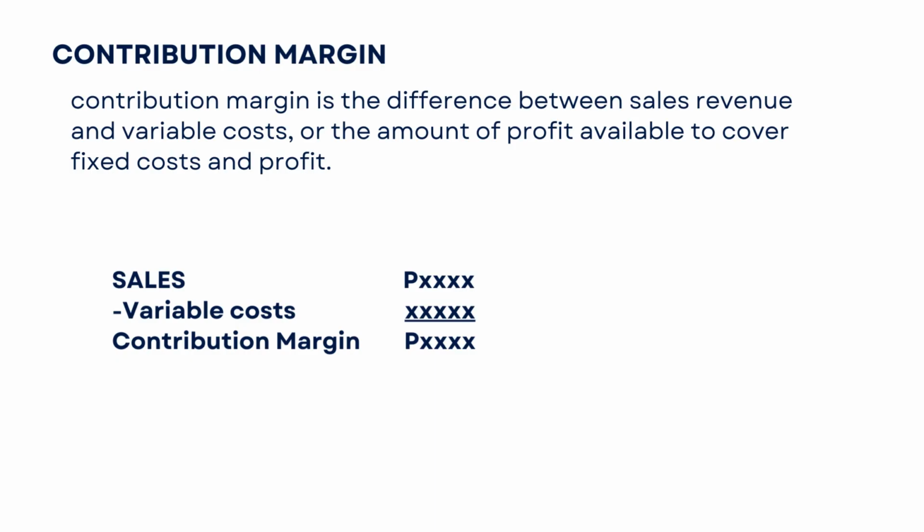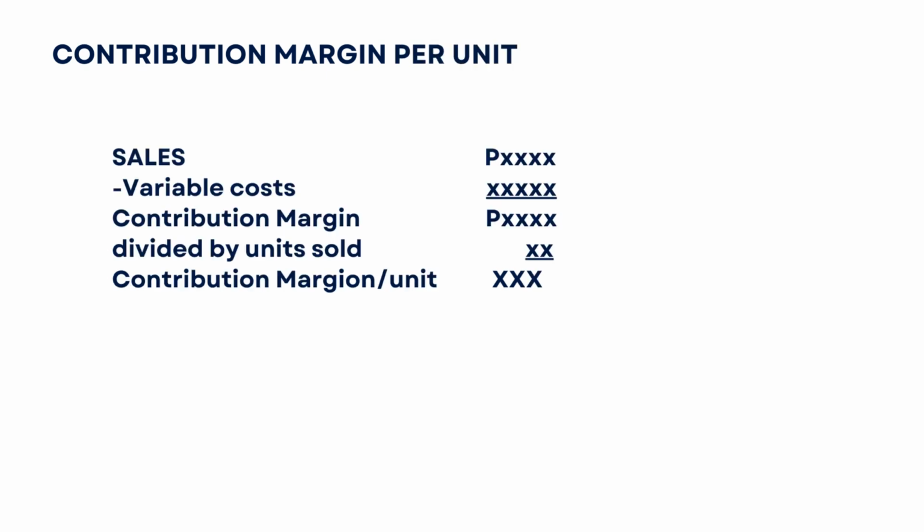So now let's proceed to the contribution margin. So contribution margin is the difference between sales revenue and variable costs, or the amount of profit available to cover fixed costs and profit. So here's the formula. We have sales, or the sales revenue, minus variable costs, that is your contribution margin. So how do we solve the contribution margin per unit? So we have sales minus the variable cost, again, equals the contribution margin. I-divide lang natin siya sa units sold, then that is the contribution margin per unit.